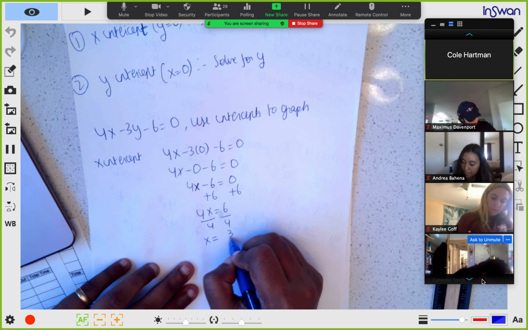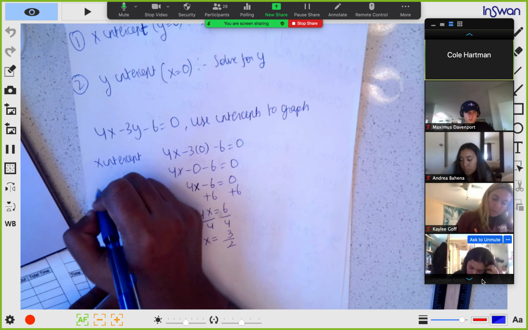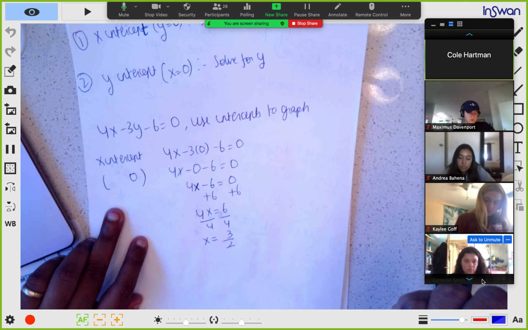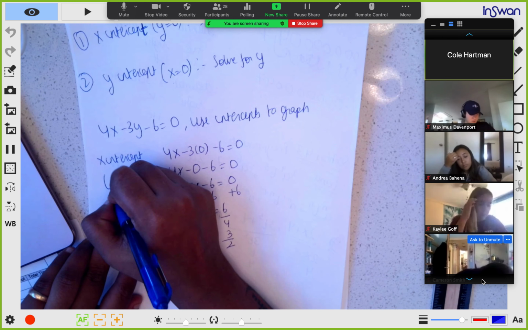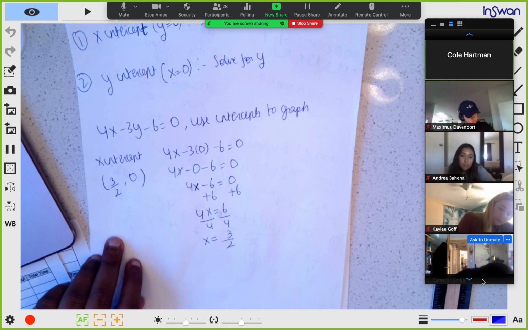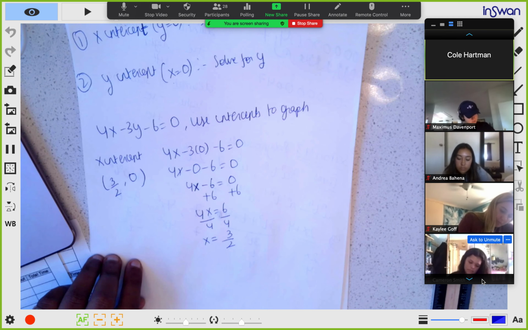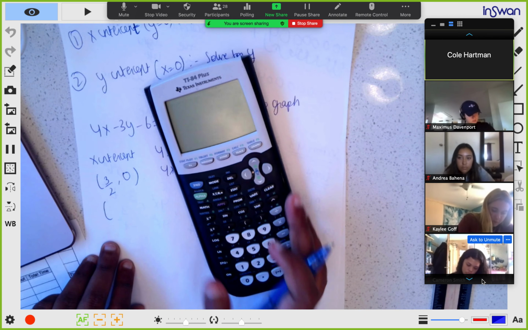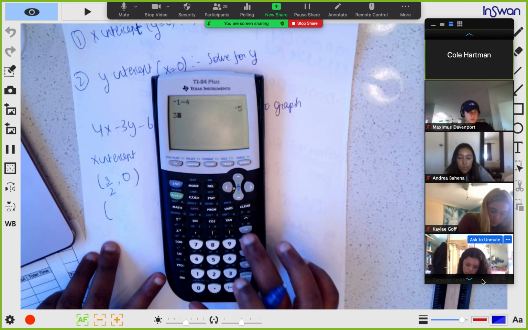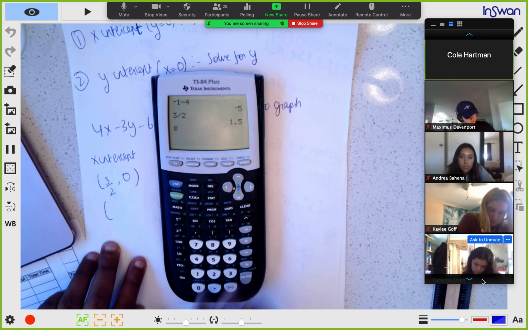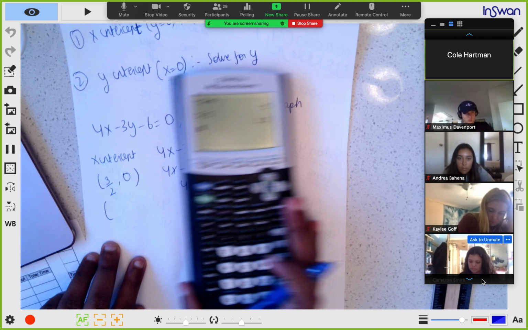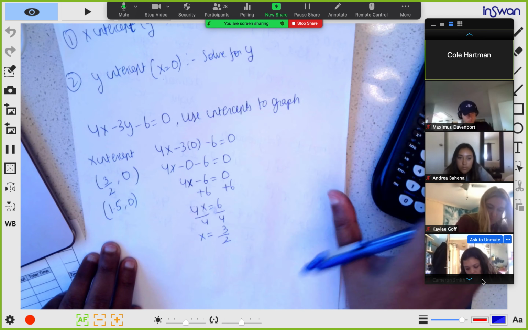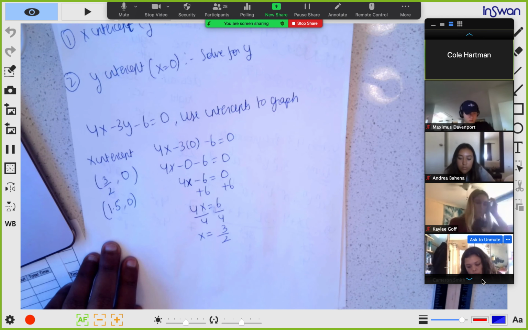3 over 2. So what's my x-intercept? For the x-intercept, my y will always be equal to 0, and whatever I found for x will be my x-intercept. Do you get it? Yes. So if you convert this into decimal, 3 divided by 2, what do you get? 1.5. So you get 1.5 and 0. Since I'm graphing, that's why I'm converting into decimal so that I know where to graph it.